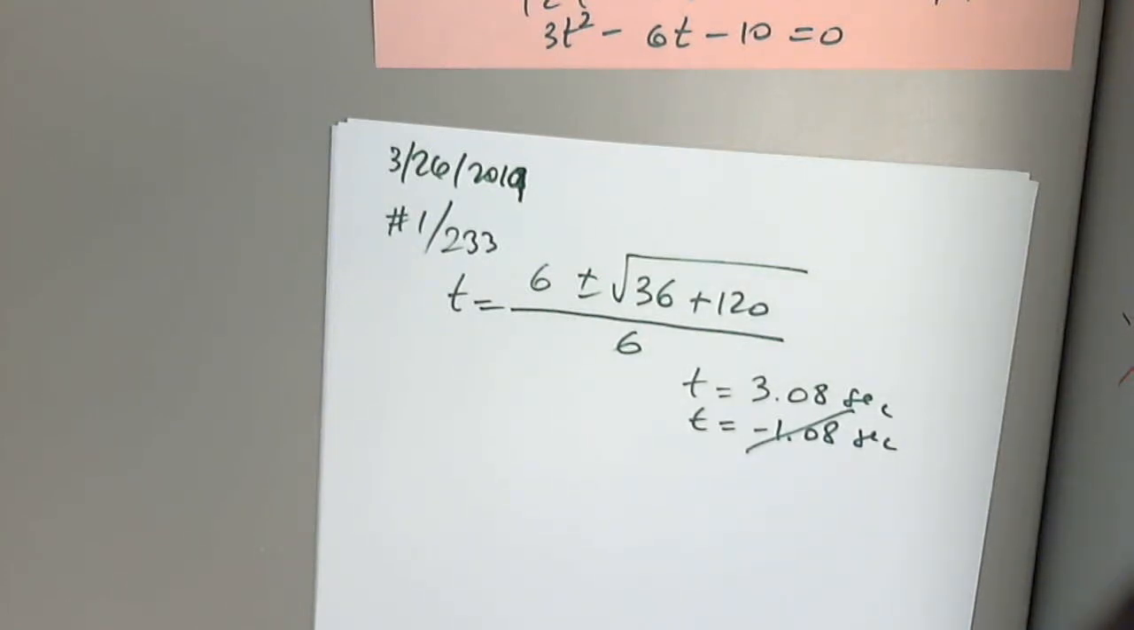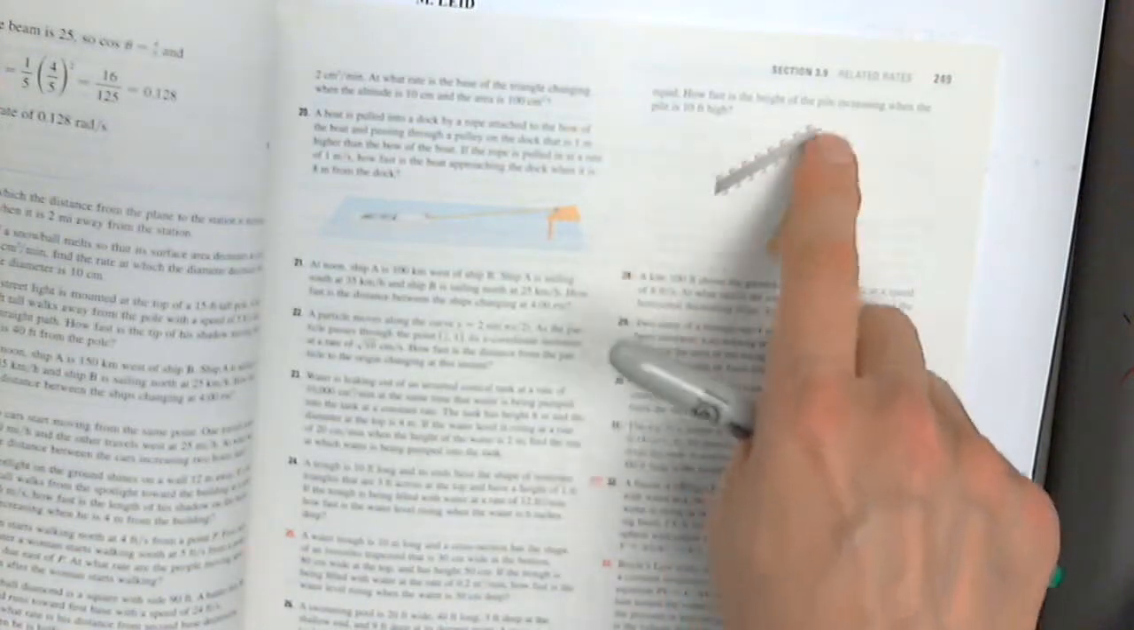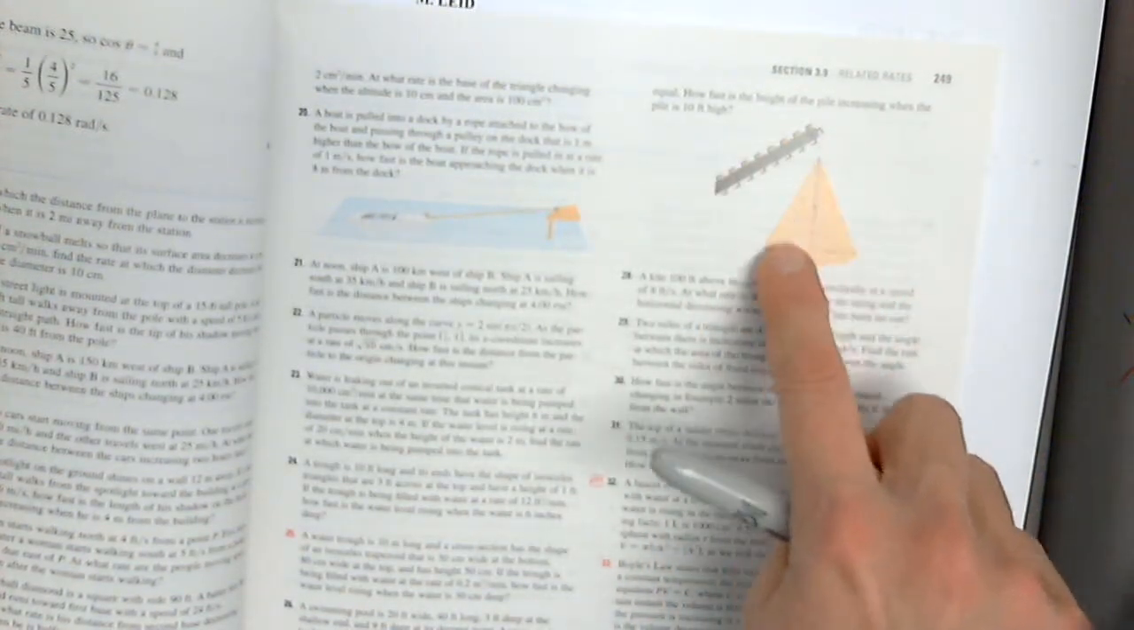Yes. On page 249, I would like to look at the problem with the cone, the gravel, blah, blah, blah. So let's take a look at this one. So obviously this is a cone, and it says that gravel is being dumped from a conveyor belt, and it forms this pile in the form of a cone. And we are told that that happens at a rate. I have to read the problem.